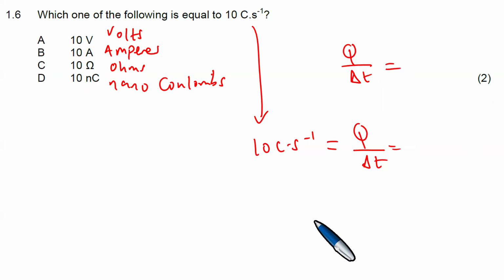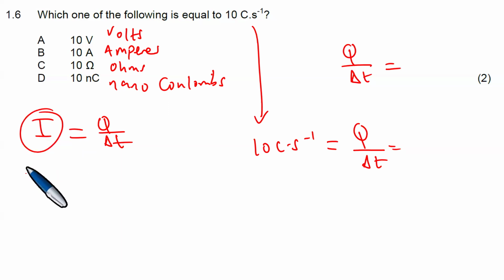Anyone, what is this formula? Charge per unit time is equal to what? You forgot the formula. Okay, the formula is that electrical current is equal to charge per unit time. This is electric current.